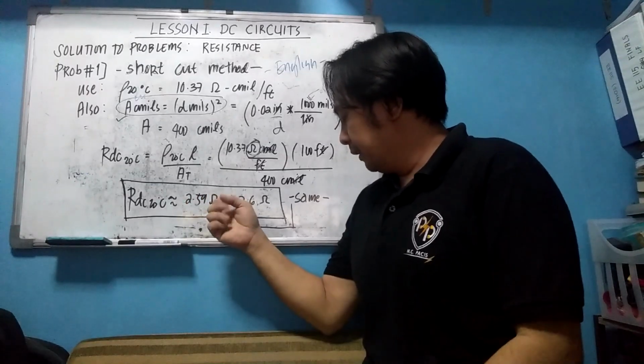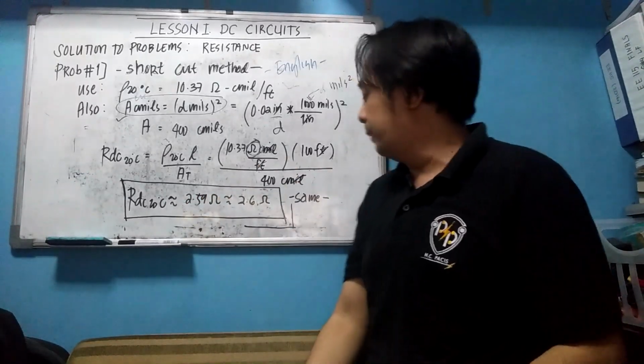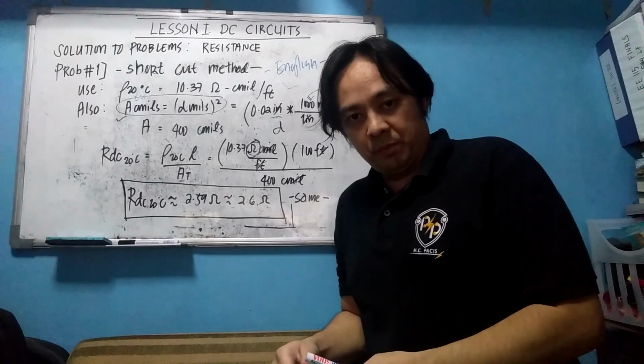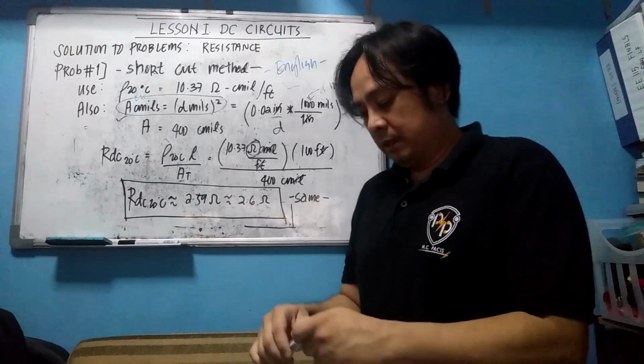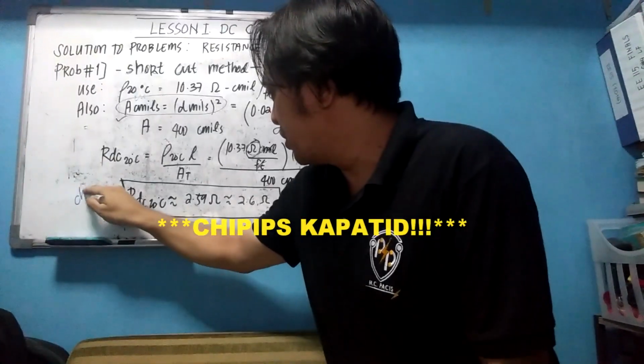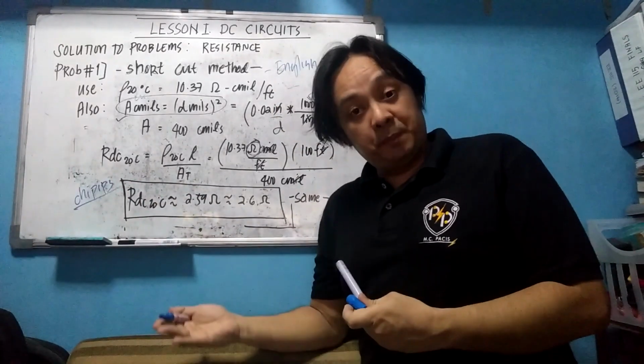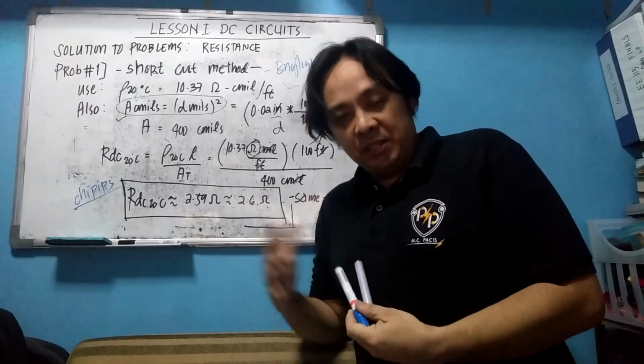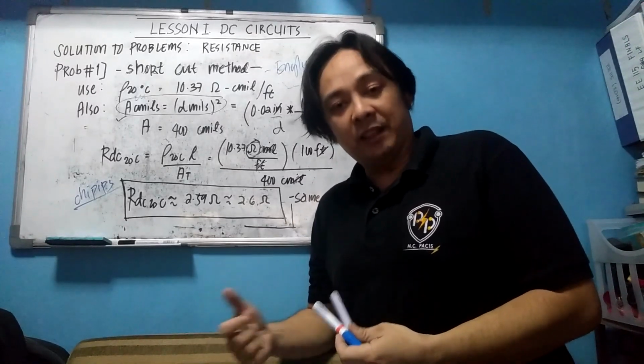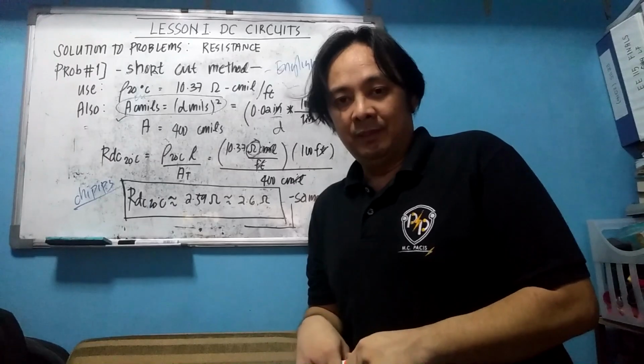When we compare it to the last problem, you have 2.6 ohms. And again, usually use chipips. Chipips means we have an easy solution and then we got the correct answer. Chipips kapatid.